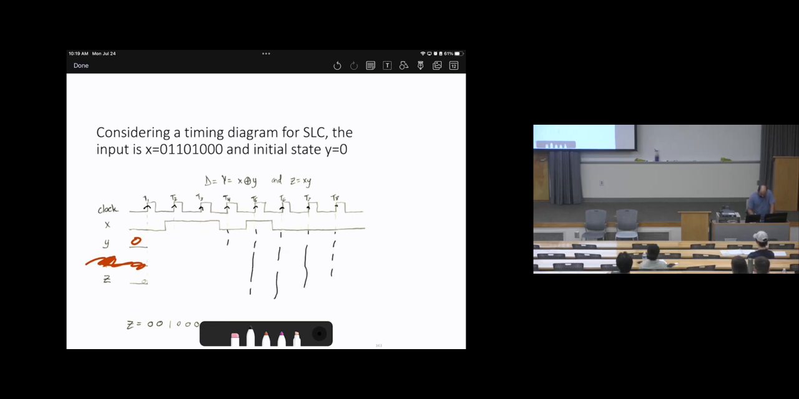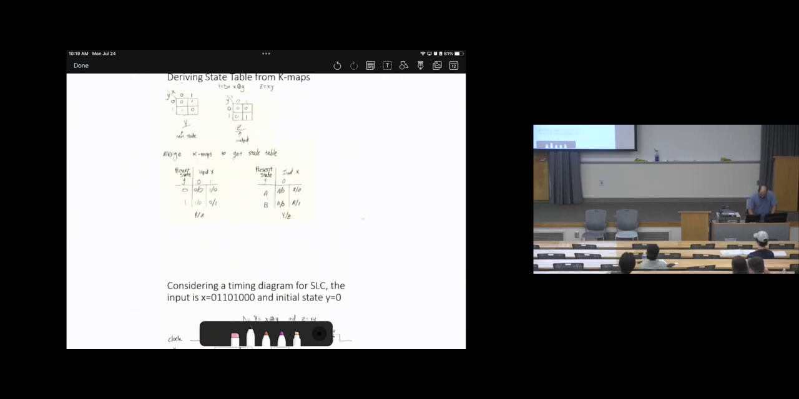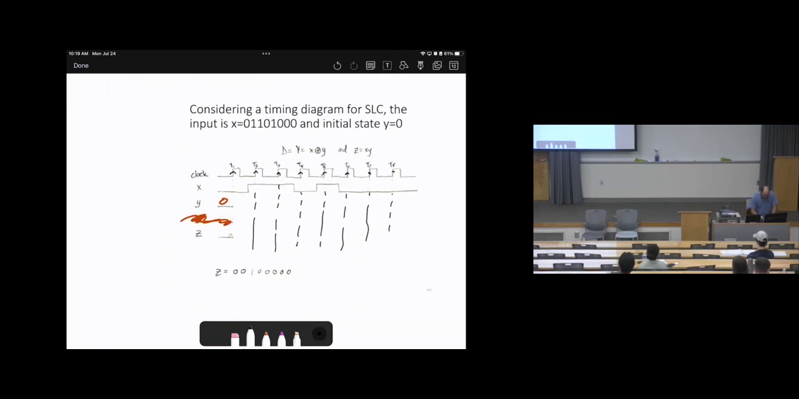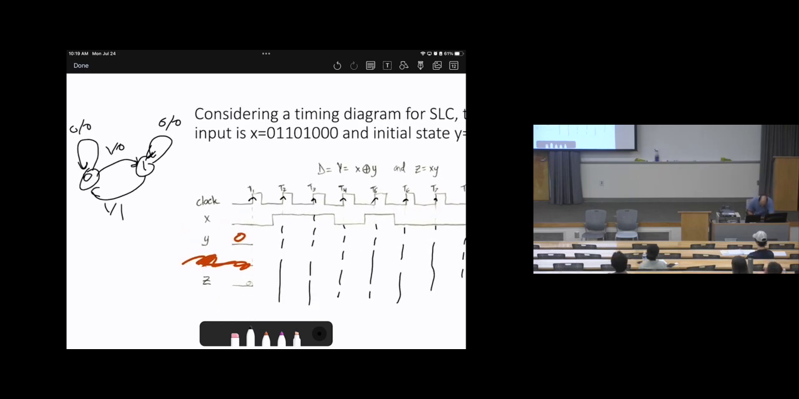How can we make the analysis? You have the equations, or you have the already written state diagram, which is A and B. Let me rewrite it here. 0, 1. So here is 0 over 0. Here is 0 over 0. Here is 1 over 0. Here is 1 over 1. Now the initial state is 0. So we are here. Then the input is 0. Let me write the values of the inputs. Here is 0, 1, 1, 1.